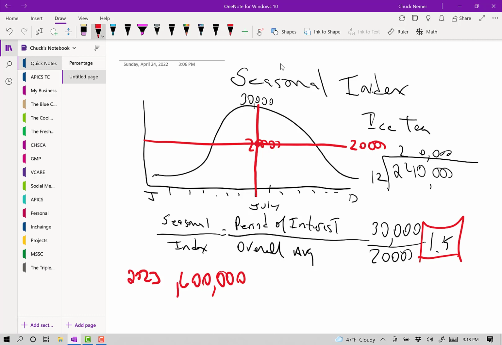So we would take the 600,000 divided by 12 and get 50,000 would be our average. So I'll come down here and put the math in. So if you think back to when you learned math, something divided by 50,000 is 1.5. We can see it even in our head without doing the cross multiplication. The forecast for July would be 75,000 gallons of tea. So it looks at the period of interest divided by the overall average.